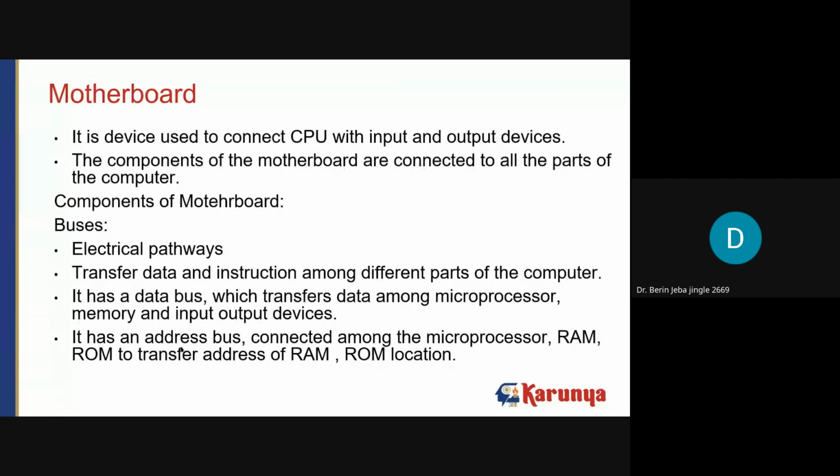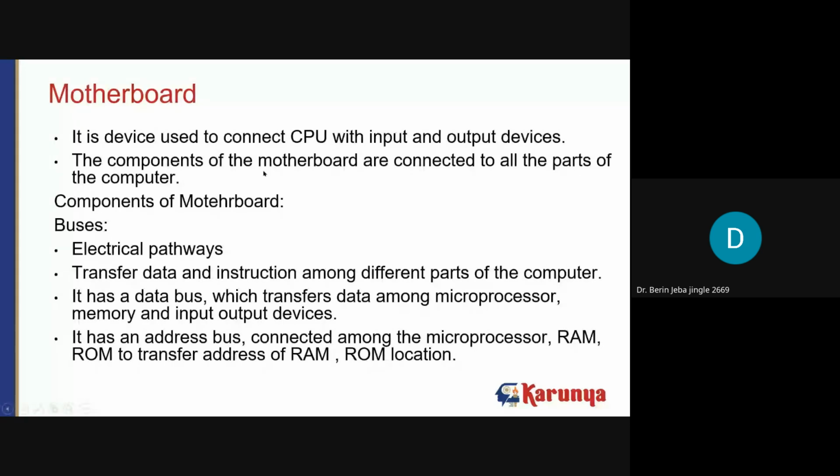Next, the important thing we have to know is the motherboard. I think you have all heard about the motherboard. All the equipment in the computer hardware, the chips, everything is integrated in the motherboard. So the motherboard is a device used to connect the CPU with the input and output devices. All the input equipment, output equipment, CPU, memory units, chips, processors, everything is integrated in a motherboard. It is used to connect the CPU with the input and output devices.